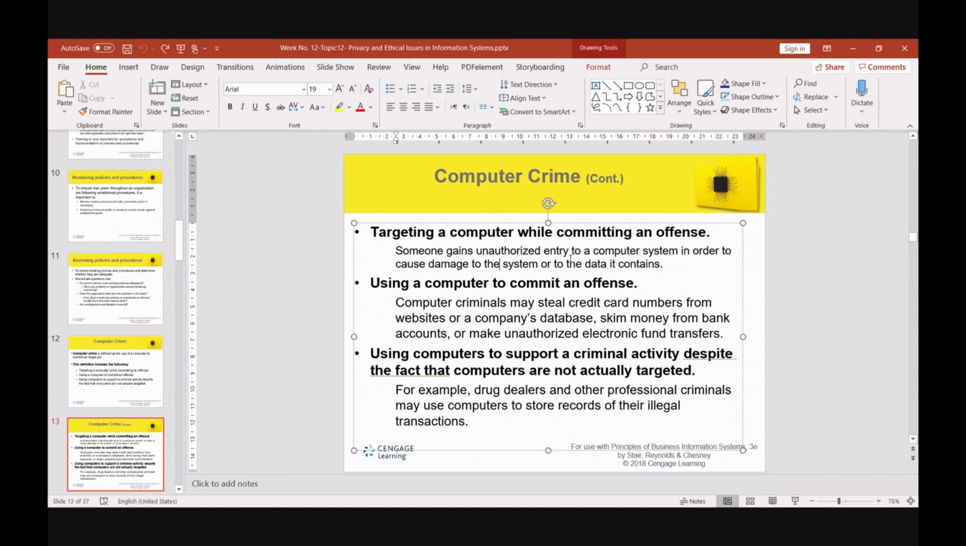Using a computer to commit an offense. Now we want to do something bad, but with the help of a computer. Computer criminals may steal credit card numbers from websites or companies' databases, skim money from bank accounts, or make unauthorized electronic fund transfers. This is very common nowadays. A lot of hacking goes on like this, especially stealing money from credit cards and bank transfers, even from online banking. So what can you do? You can hack and steal the information by using a computer.